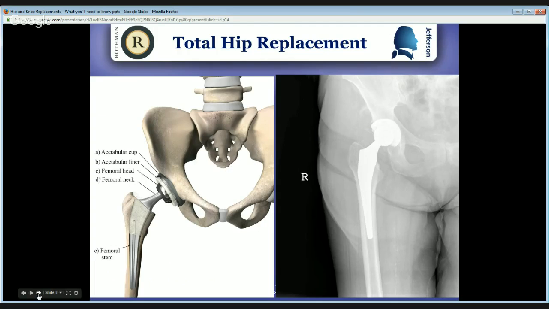Now where it's not locked in is the ball. So this part here is the ball, and that ball goes into it, and this attaches to the stem that goes in here. And that's for biomechanical reasons. It keeps it from levering out. So you have titanium. Most of us in this practice do plastic and we do ceramic. And those are normally the bearing surfaces.